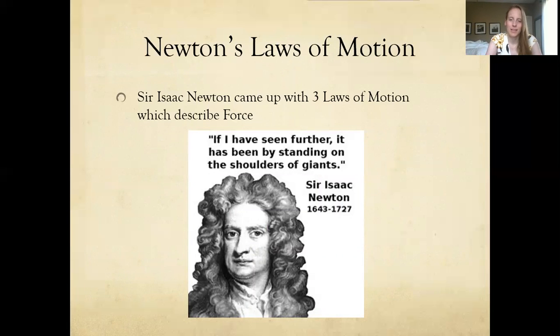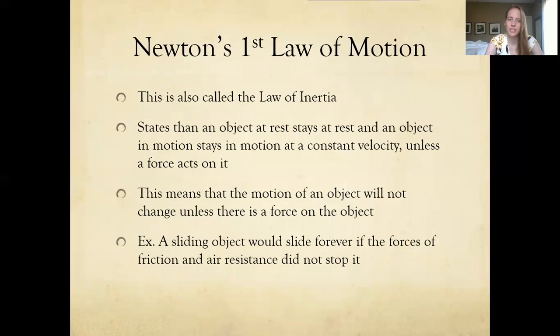Okay, next up, we will talk about Newton's laws of motion. So Sir Isaac Newton did come up with 3 different laws of motion to describe force. The first one is called the law of inertia. Essentially what it says is that an object at rest stays at rest and an object in motion stays in motion at a constant velocity unless another force acts on it. So what that means is that the motion of an object will not change unless there is a force on that object.